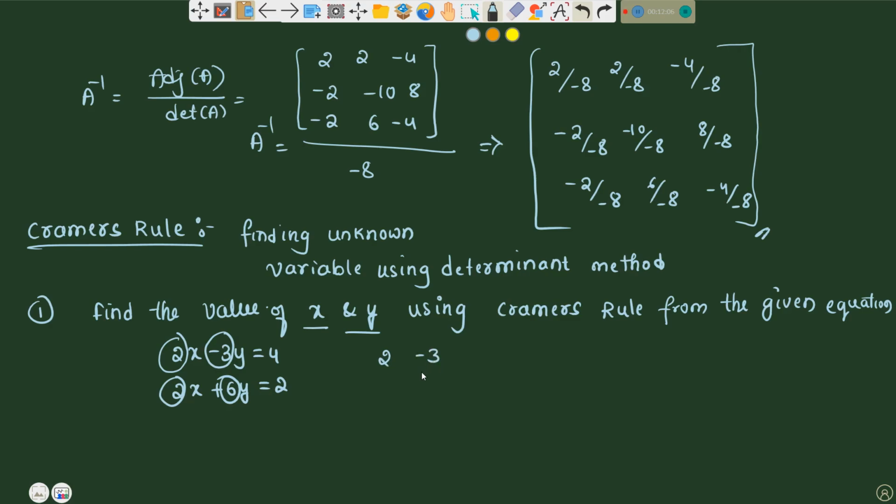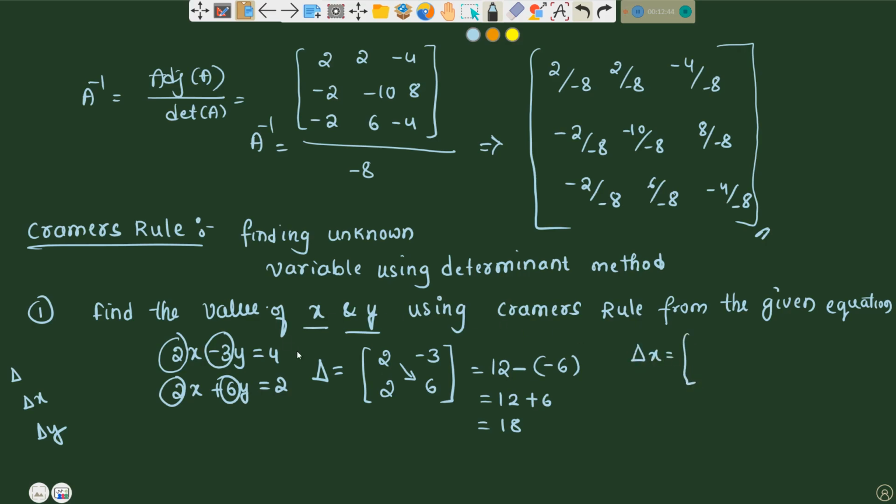Any equation, you have to write like this only: 2, minus 3, 2, 6. To find the delta, you have to find the delta. With two equations, first you have to find delta, then delta x and delta y. Now here you do cross multiplication. 2 times 6 is 12, minus 2 times minus 3, which is minus 6. So 12 minus into minus is plus 6, this becomes 18. Your delta is 18.